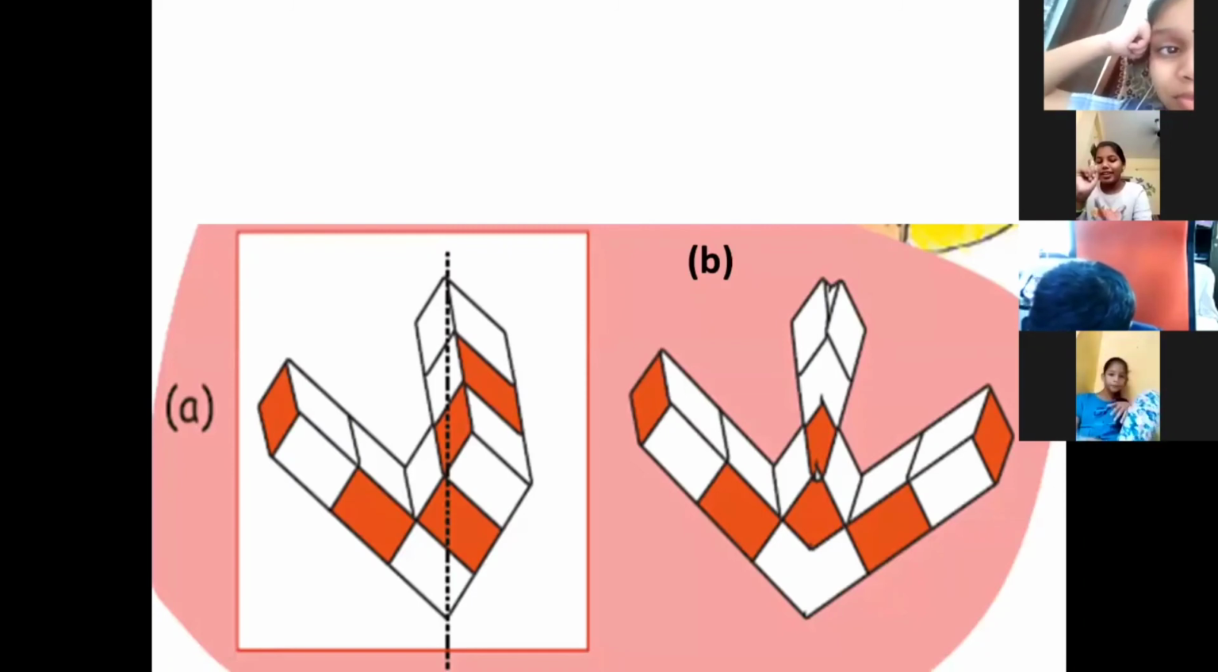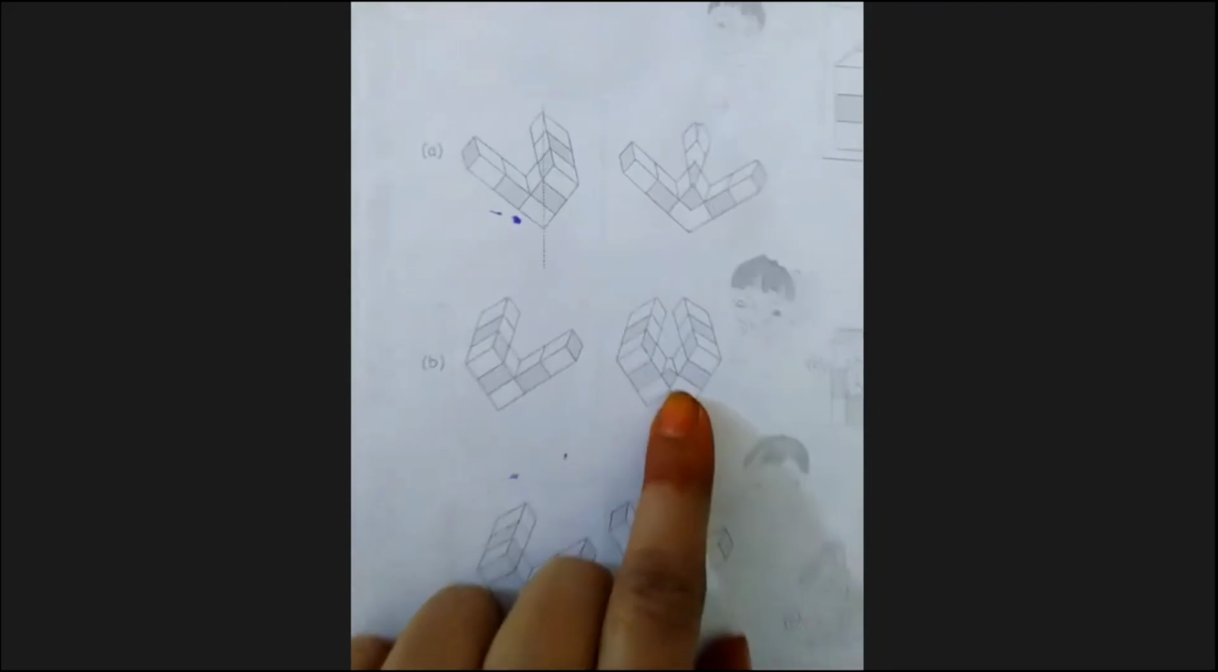Okay, see. When I am placing the mirror towards the dotted line, I am getting the picture B. Okay, this is the picture B. So same picture I am getting here. Now here picture B is given for us. Here one more picture is given for us. So we need to get this picture. So where we have to keep the dotted mirror? Where we have to place the mirror?